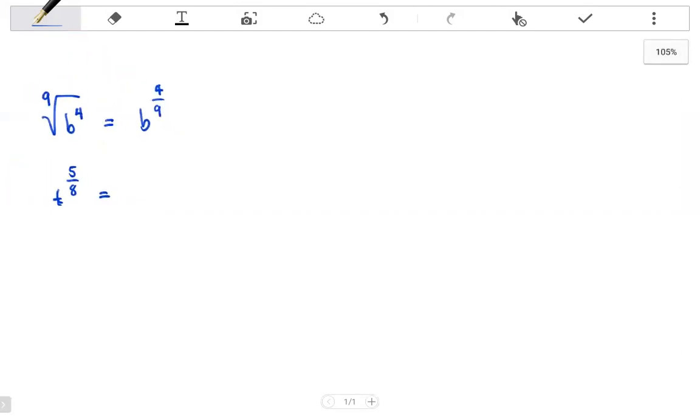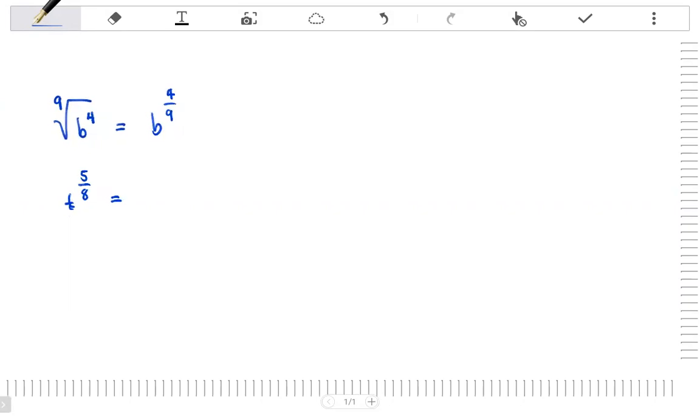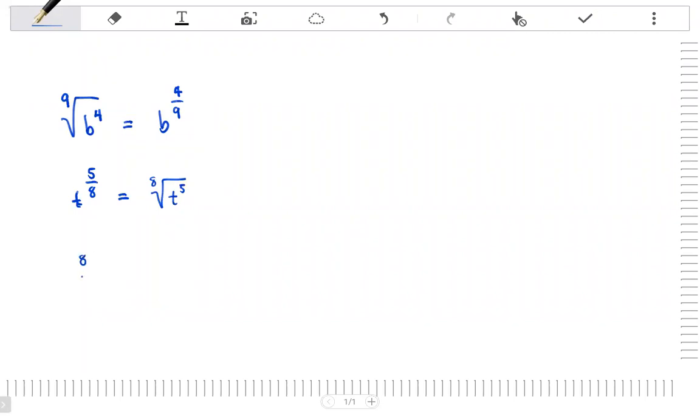지원아 이거 풀었어? 이거 뭐 나오는지 알려줄 수 있어? I got root 8 and t to the power of 5. Nice. Okay, and moving on, 8 t to the 7th.